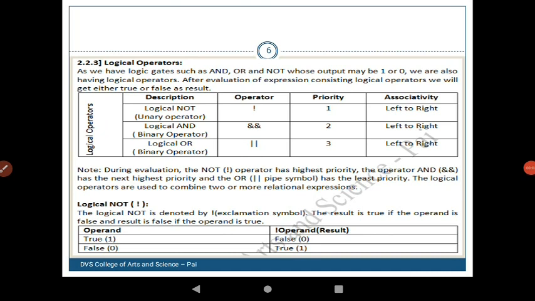Now observe the table carefully. Logical NOT. It is a unary operator, that is, it acts on only one operand. Operator is the exclamation symbol, priority is 1, and associativity is from left to right.